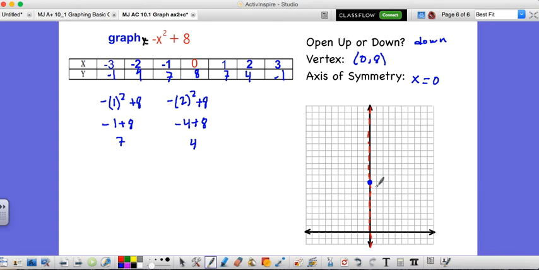So here we go. We have 1, 7, negative 1, 7, 2, 4, negative 2, 4, and 3, negative 1. Negative 3, negative 1. So there's our parabola. We have our axis of symmetry written. We have our vertex here at 0, 8. We have a couple points on either side of the vertex, and we are good. So your graph should look something like this.